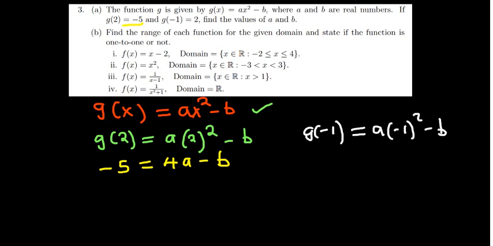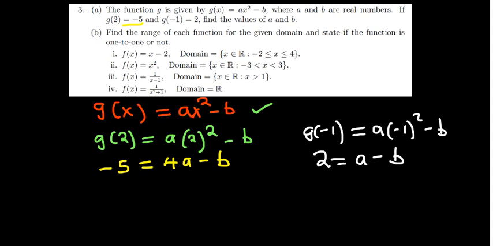So for g of negative 1, the question tells us the answer was 2. So equal to negative 1 squared is 1, so it will just be a minus b. So we have these two simultaneous equations because we expect that the values of a and b should be the same in both equations.